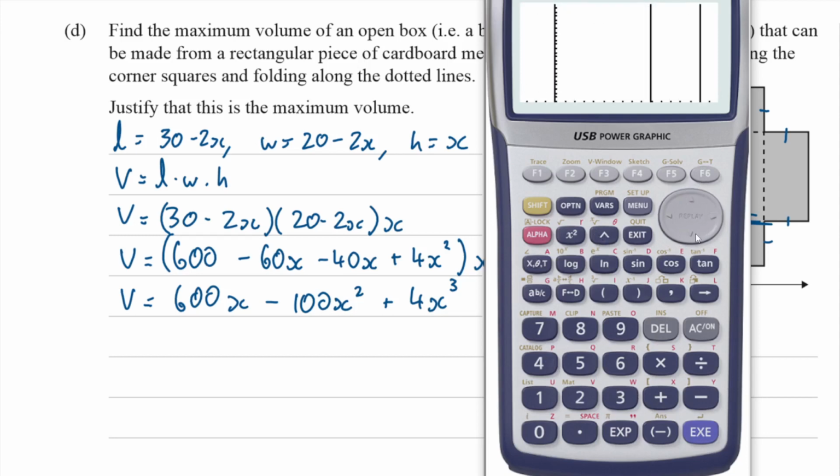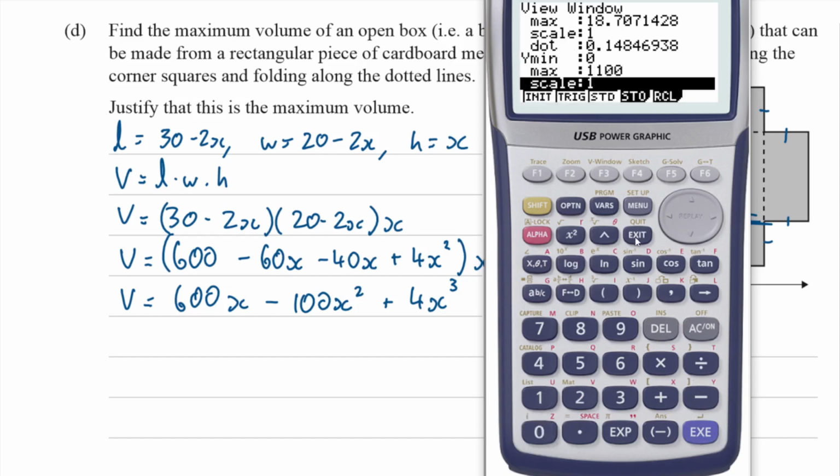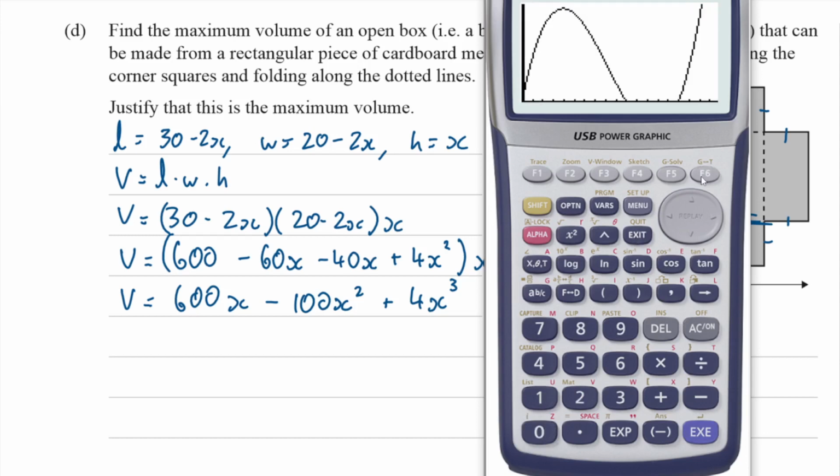So what's happening here is my window's not very well situated for this problem. So I'll adjust that a little bit. That looks good. Beautiful. So we can see a cubic, which is kind of obvious because it was 4x cubed, right?